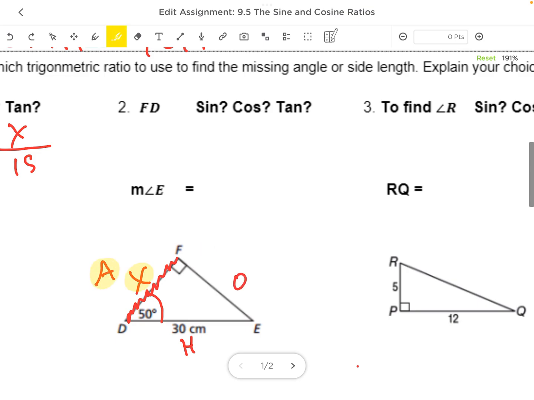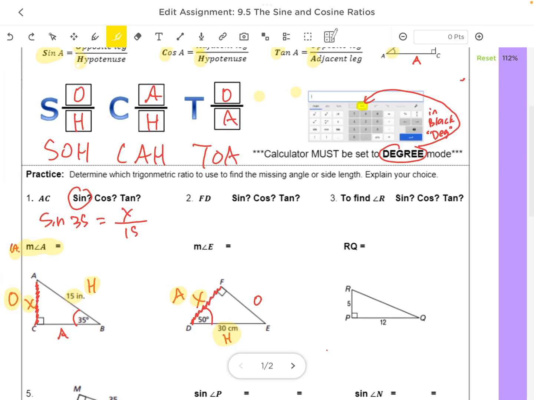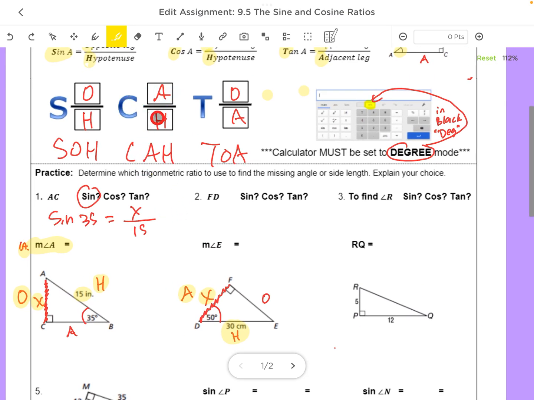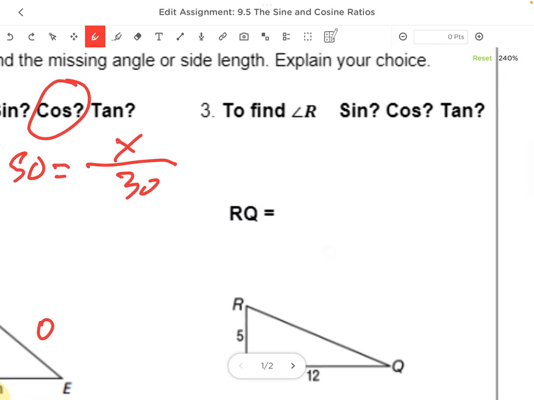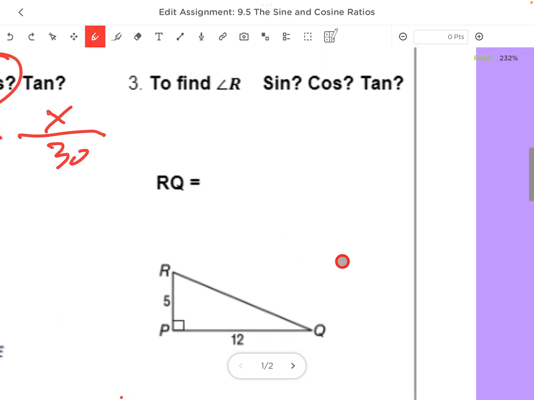We're working with x, so that's the adjacent side, and we're working with 30, so the hypotenuse. So AH. Okay, which one has A and H? AH is cosine. All right, so we're going to say the cosine is our answer. So we would say cosine of 50 is equal to the ratio of adjacent over hypotenuse, so x over 30. Okay, and then we would cross multiply. All right, so thinking about that, what would we use to find angle R?